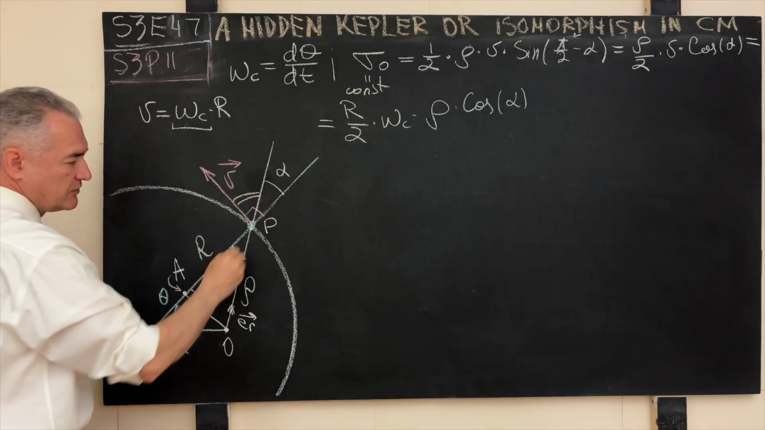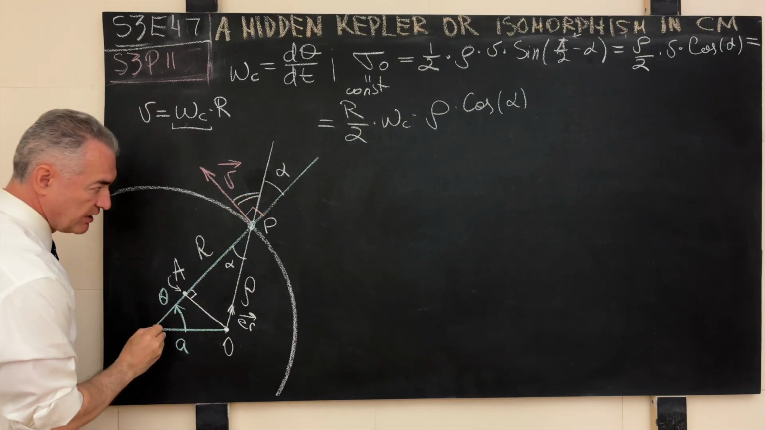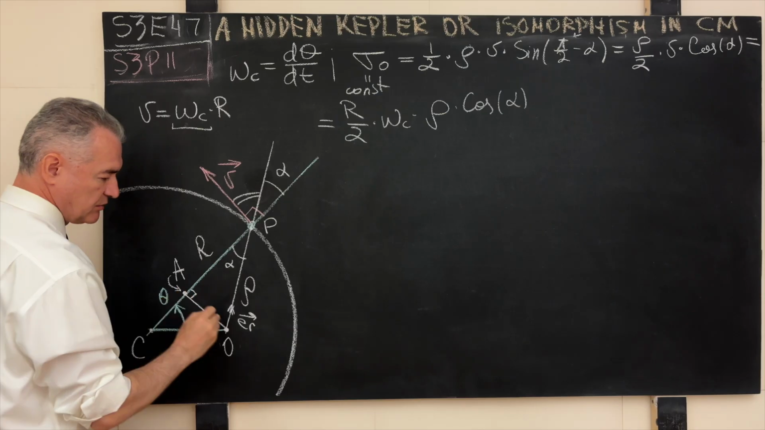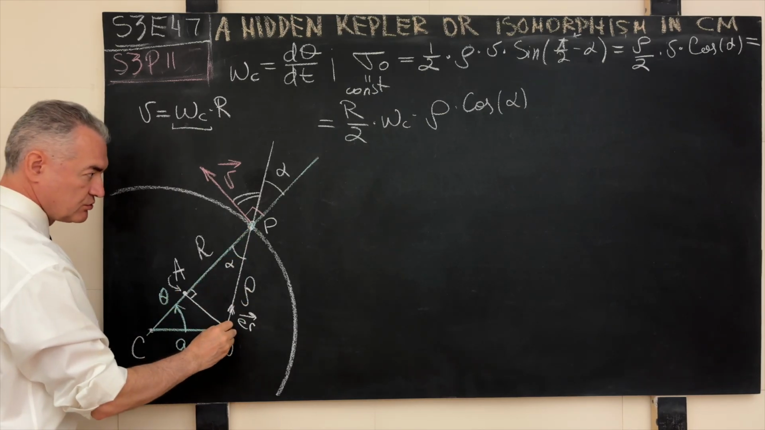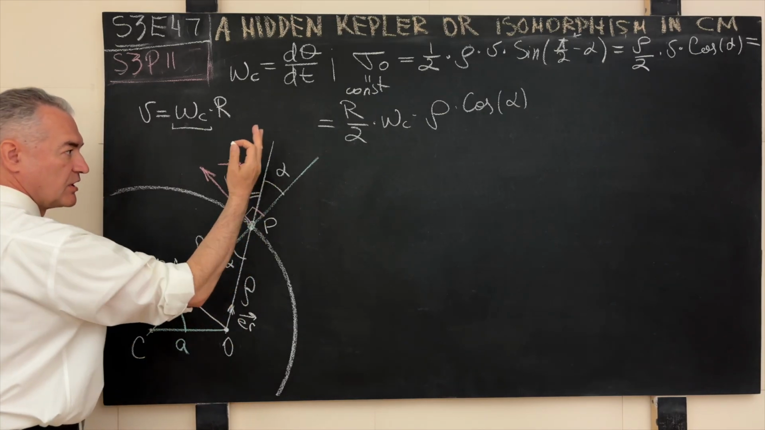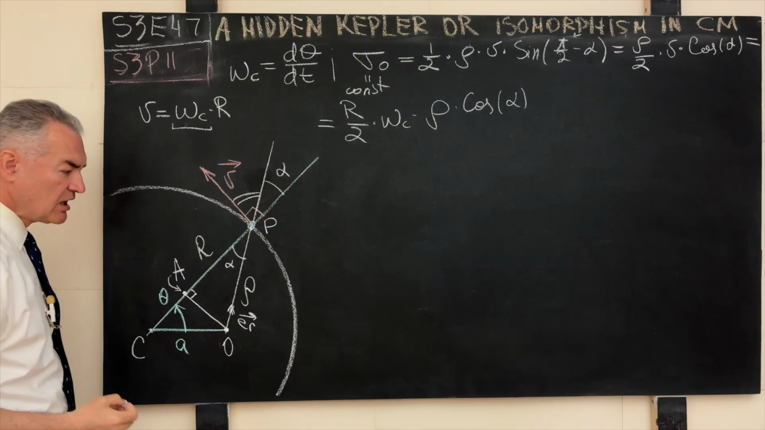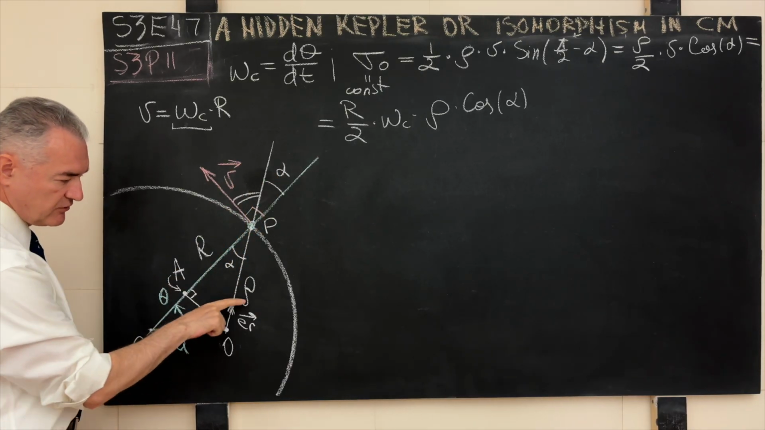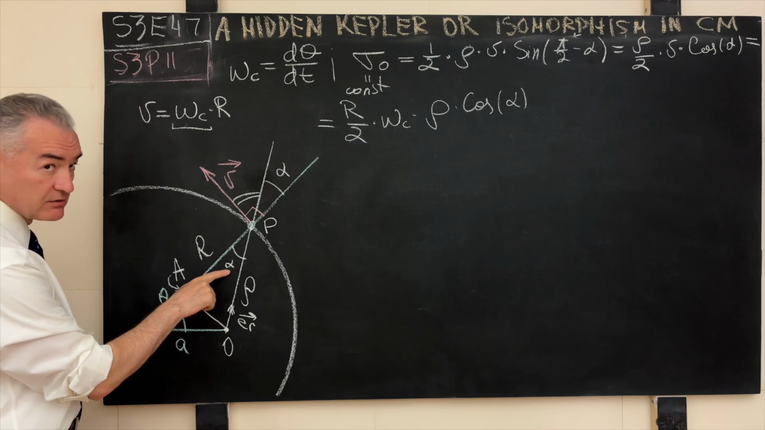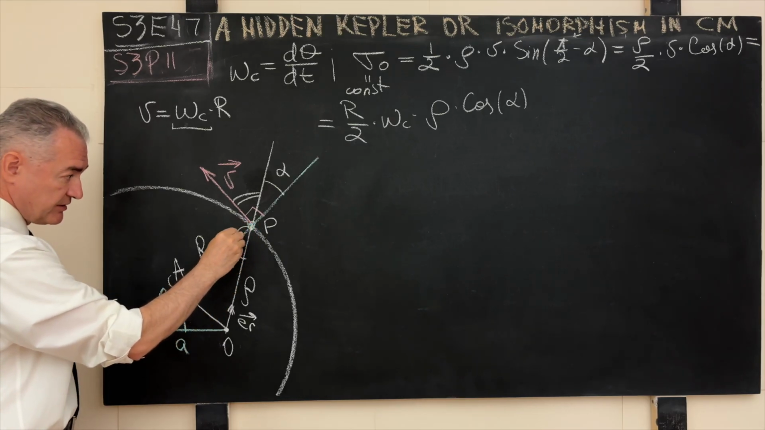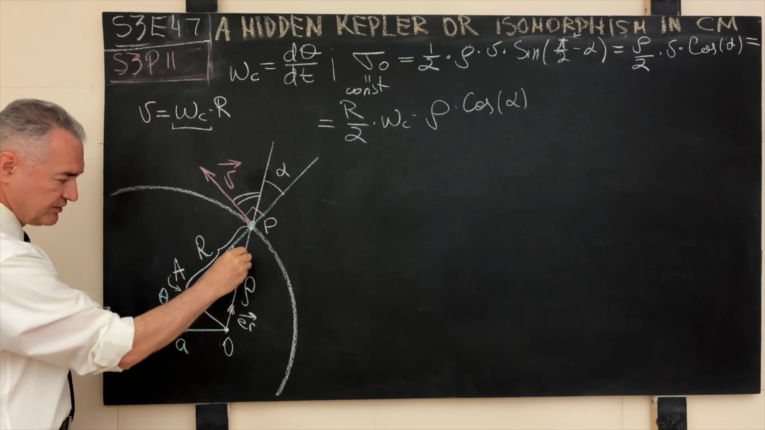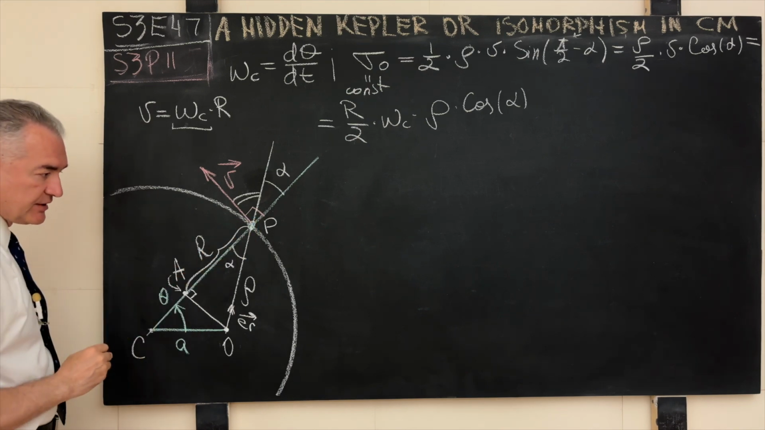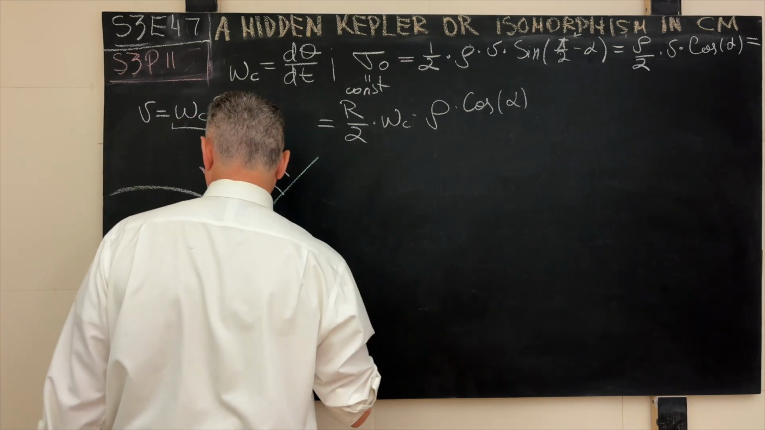And what is the angle alpha? The angle alpha is the angle between the radial direction CP at any time and our direction OP, this one. So now look at this, how conveniently we have rho times the cosine of the angle alpha gives us precisely this projection of the distance rho onto the radius. So what does that mean? Well, let's put it this way.